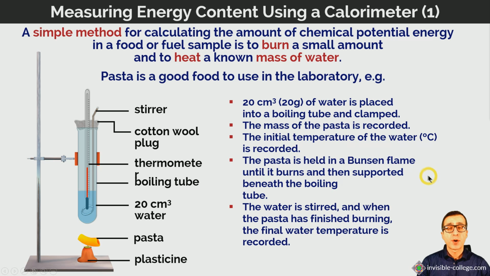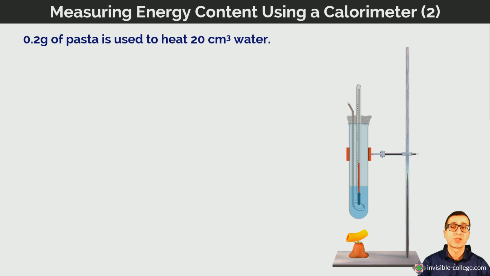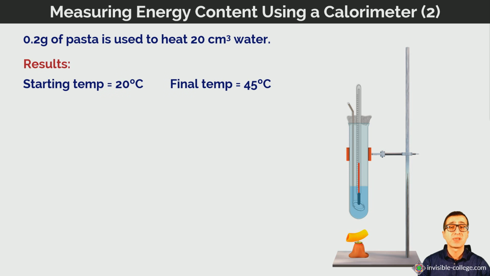So let's say we did this experiment. How would we actually calculate from these measurements the amount of energy that was stored in the pasta? Well, imagine that we used 0.2 grams of pasta and we again heated 20 centimeters cubed of water. And let's just say that the starting temperature was 20 degrees centigrade and the final temperature was 45 degrees centigrade. This would give us a temperature rise of 25 degrees centigrade.